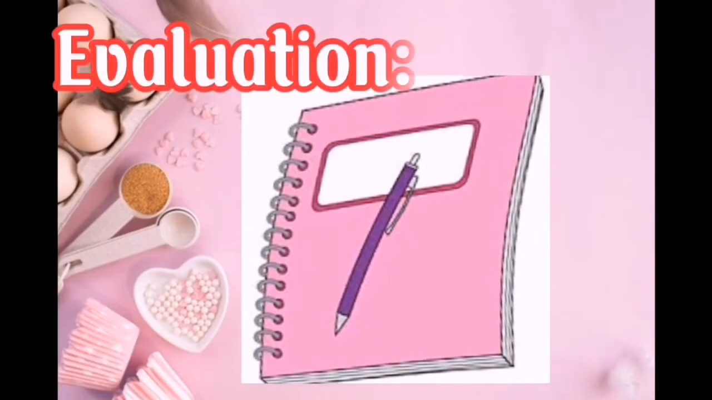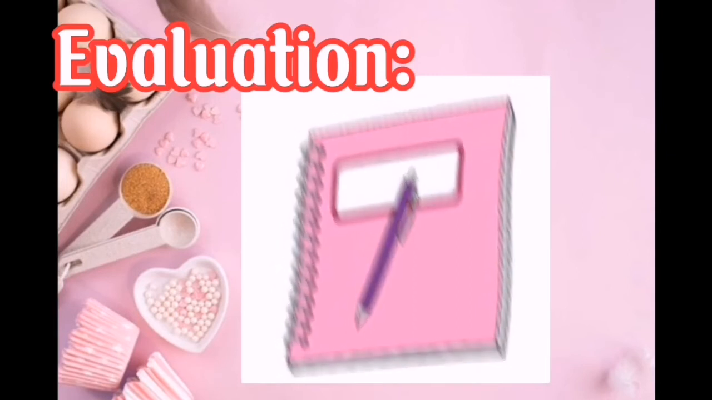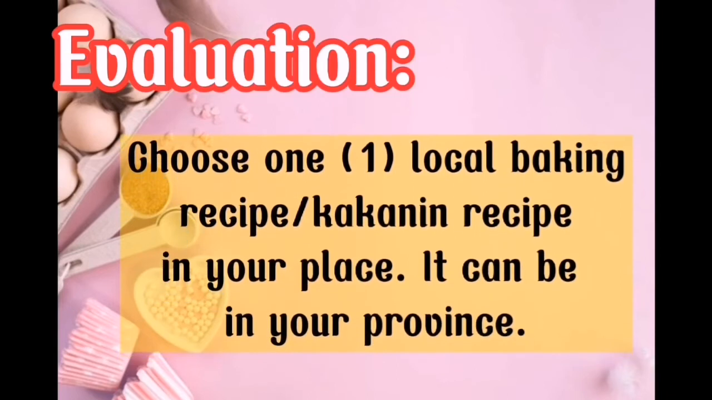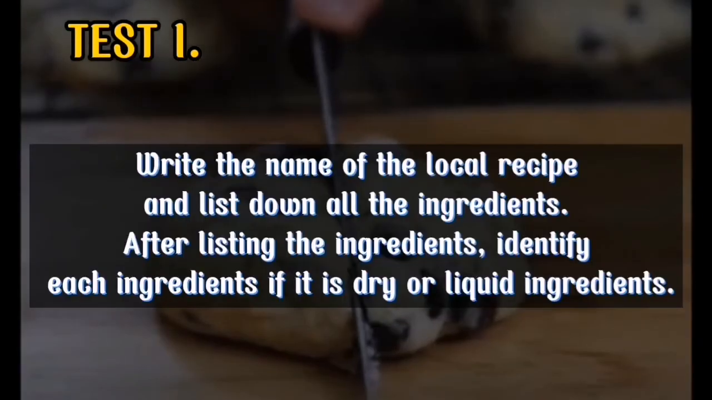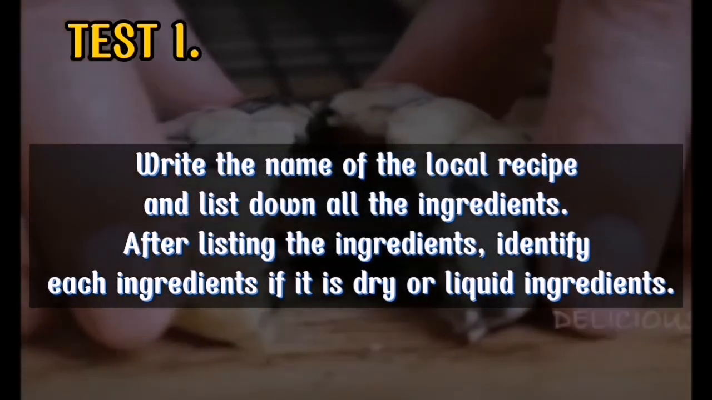Are you ready now for a short quiz? Prepare now your TLE notebook and your pen. Choose one local baking recipe or kakanin in your place. It can be in your province. For test 1, write the name of the local recipe and list down all the ingredients.